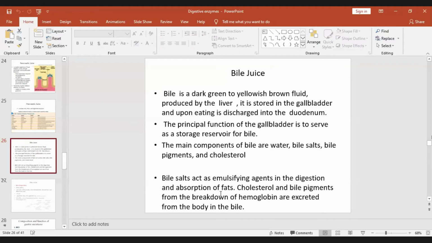So, these cholesterol and bile pigments broken down from hemoglobin are excreted from the body in the bile. So bile pigments are also removed, and cholesterol is also removed for the formation of bile acids or salts, you can say. Their route. Okay. So, an important component of bile juice is bile salts.